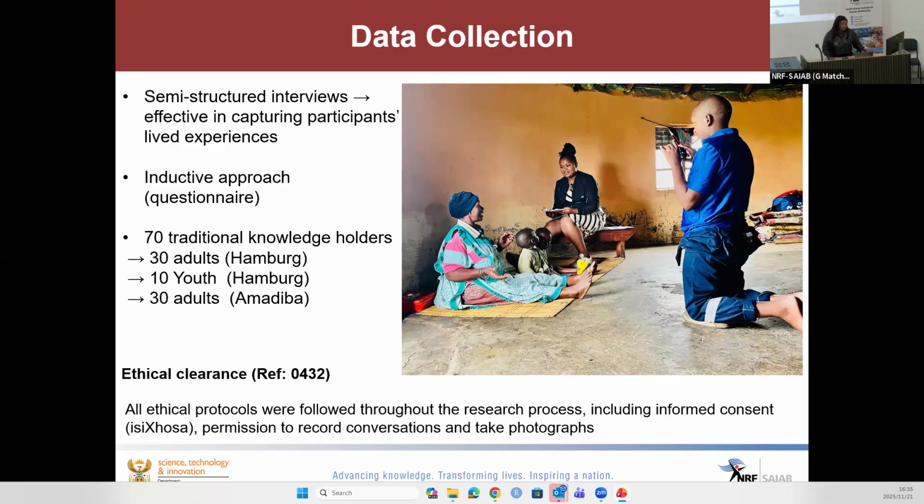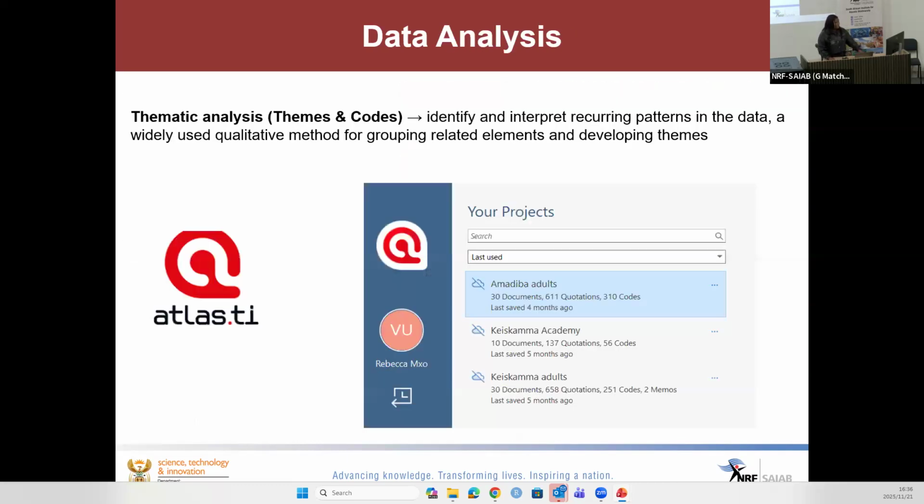We obtained ethical clearance from Nelson Mandela University, and all ethical protocols were followed throughout the research, including informed consent in the language that the participants understood, which is isiXhosa, and we also asked for permission to record conversations and take photos. The data was then translated and transcribed by me, fortunately, and I used a thematic analysis approach, which identifies and interprets patterns in the data. I used ATLAS.ti for this, and it was an experience.